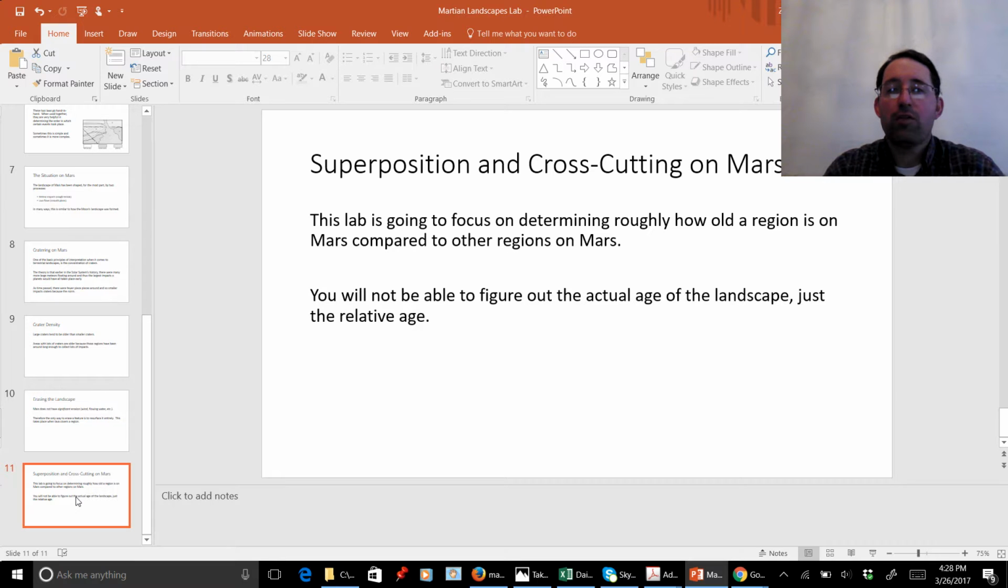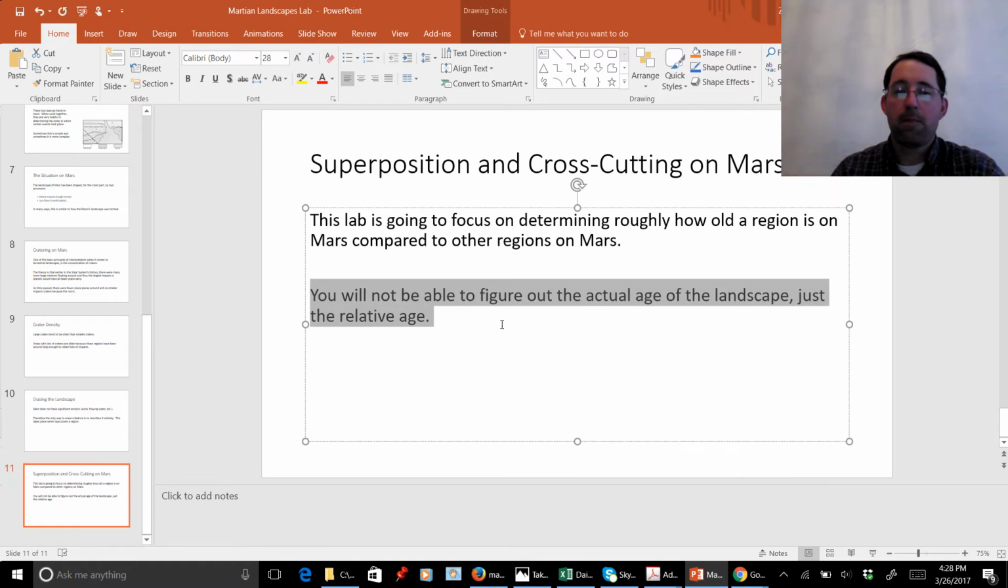So here we're going to largely focus on how old one part of Mars is compared to another part, and let's just kind of get to those examples. Now, quick bit of emphasis right here. We don't know how many years old these features are. We just know that this one is older than this one. Let's take a quick look here.